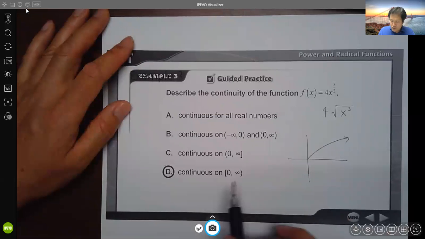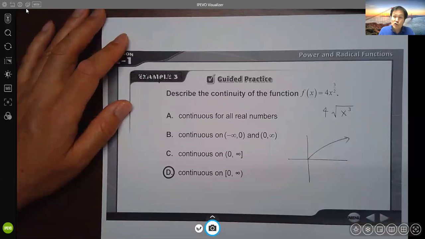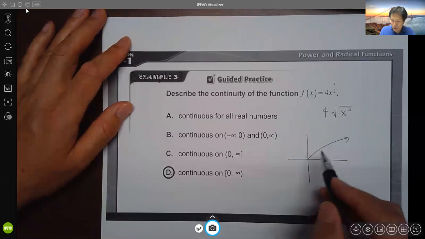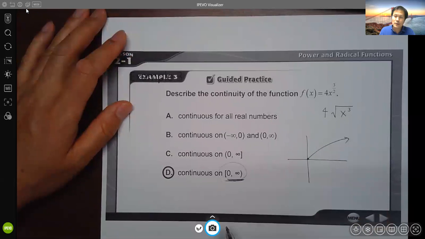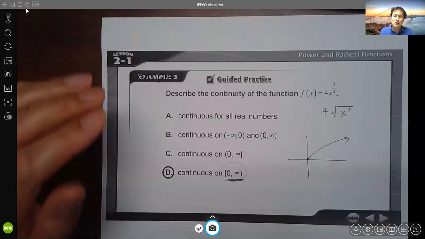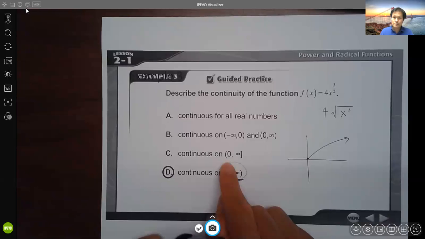So it's continuous, 0 to infinity. For continuous, you have to use a bracket because it's a solid dot. Continuous, yes, this is the correct answer. Increasing, decreasing, constant, that's the one where you don't use a bracket. But for continuous, this is the answer, not this.